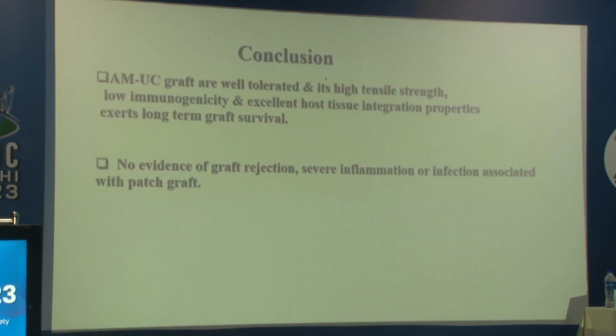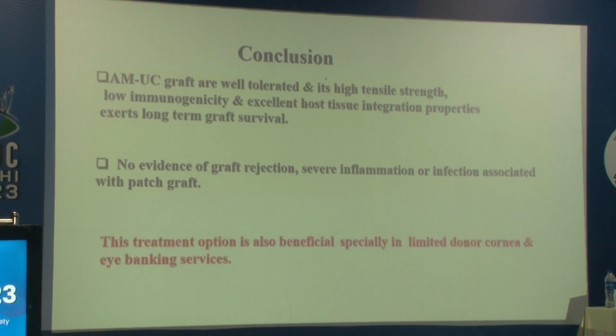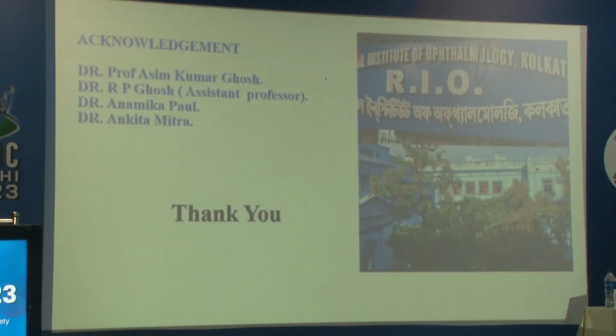So the AMUC grafts are well tolerated, with high tensile strength, low immunogenicity, excellent host tissue integration property, and excellent long-term graft survival. And this is a treatment option especially beneficial where donor cornea and eye banking services are limited. These are my references. Thank you.